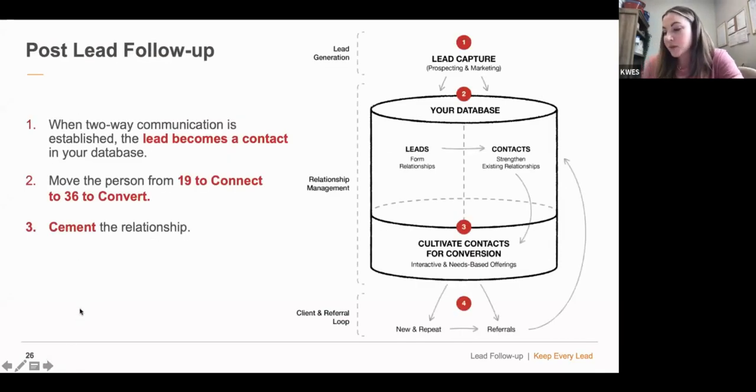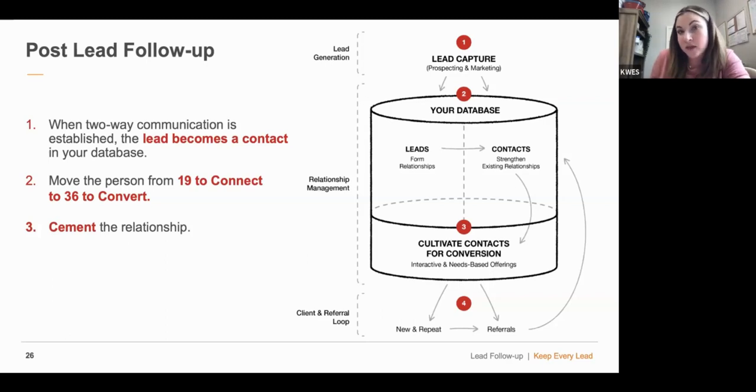So after you obtain permission to have the two-way conversation, the lead then becomes a contact in your database. Contacts are people that you know, or people that you've already had enough engaging conversations with that you can move them to the 36 to convert. So in Command, you will do this manually. You'll switch them from the 19 to connect to the 36 to convert. So they're on 19 to connect.